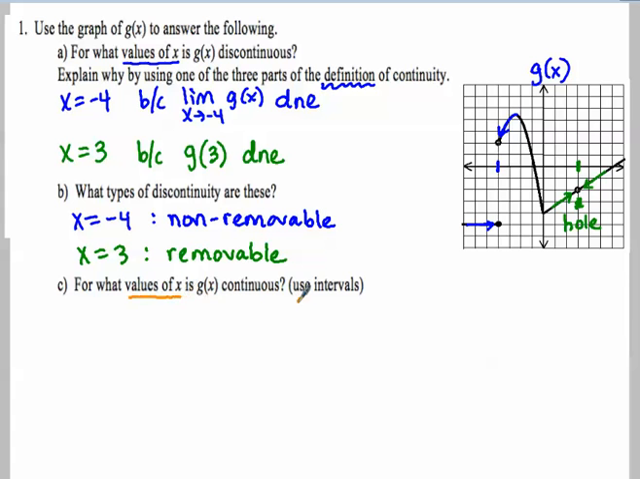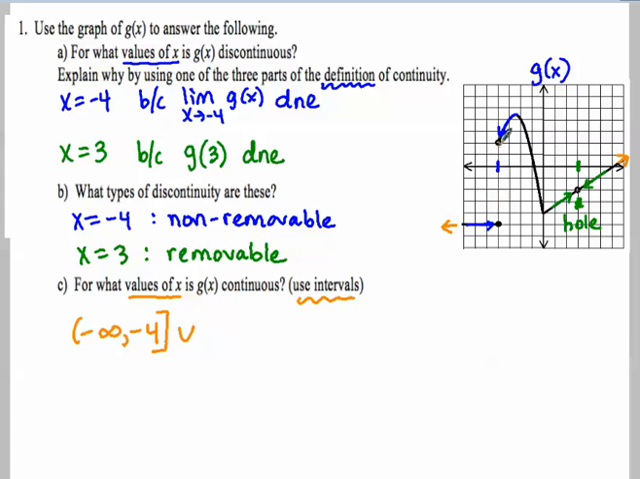What values of x? And I want you to practice using intervals. So what we're going to say is, assuming that this graph continues this way and this way, we're going to start our interval at -infinity. And I can draw it all the way up to -4 and it's filled in there. So I'm going to say -4 and put a hard bracket.